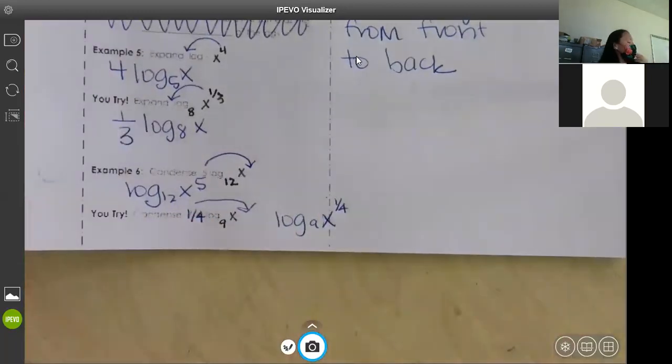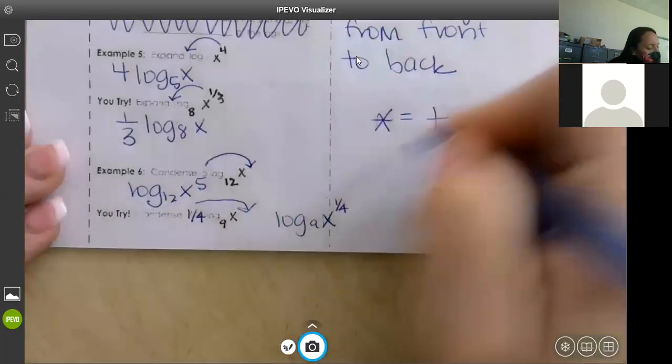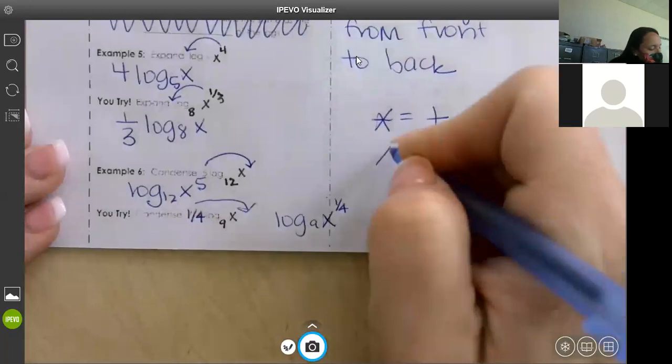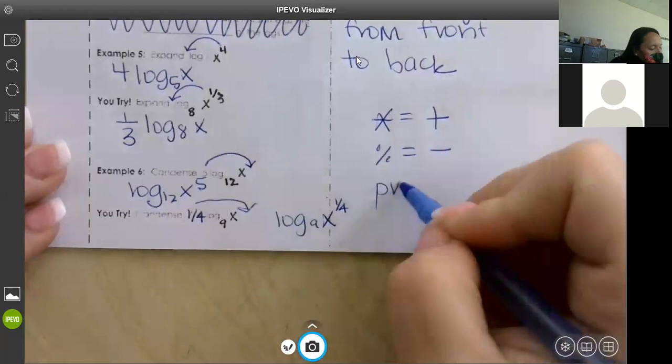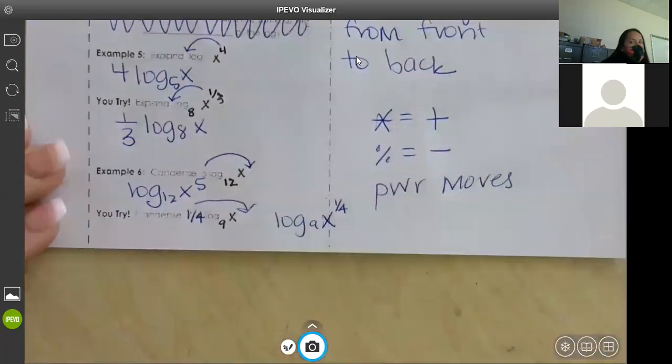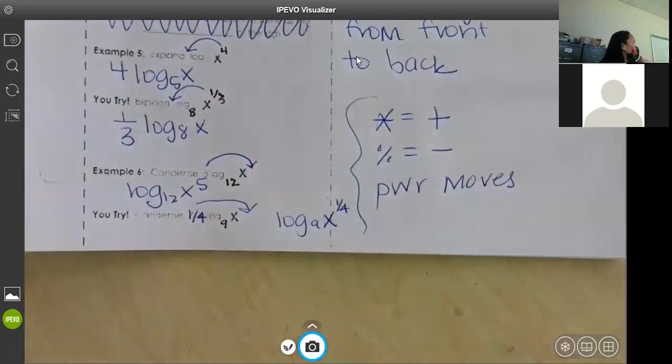And so those are your properties. So what you need to remember: multiply equals add, divide equals subtract, and your power moves. Okay, and again, moves from front to back. So these are the 3 things that you need to get out of this. Once you start solving them, it becomes a lot easier.